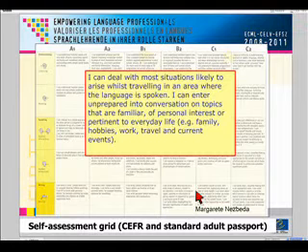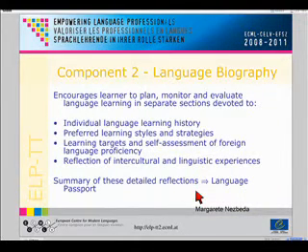And for each of these, for each of the skills and for each level, you get such a more or less holistic description. Now that takes us to the language biography. As I said, it's a learning tool, an accompaniment to learning. It encourages the learner to plan, to monitor and evaluate language learning in separate sections which are devoted to A, your own individual language learning history.